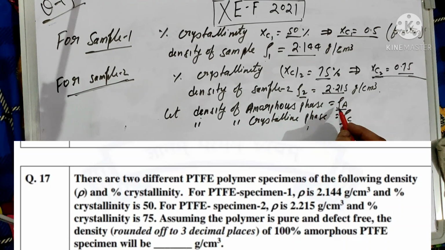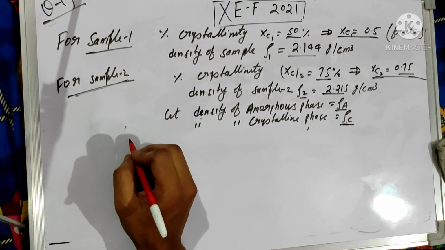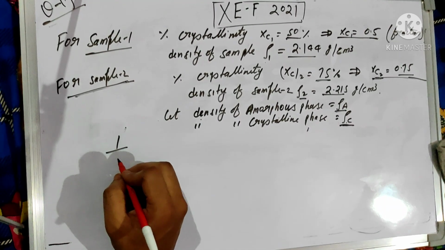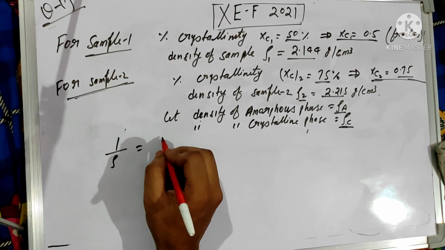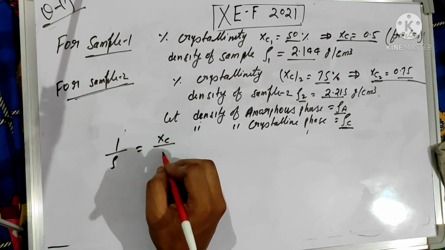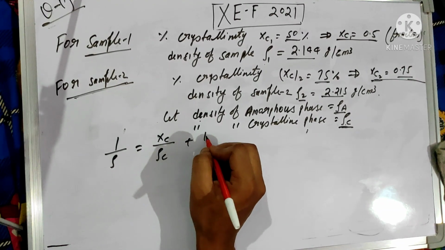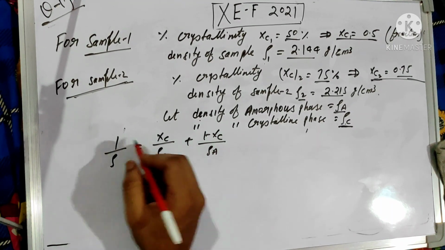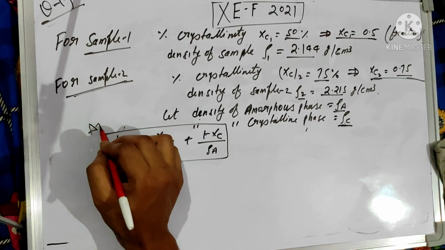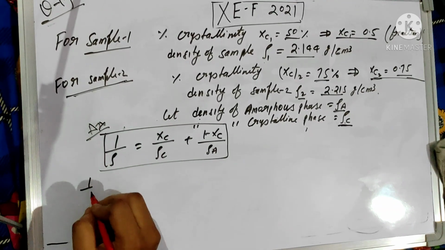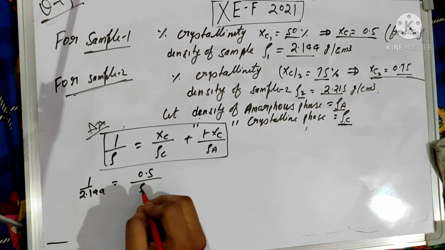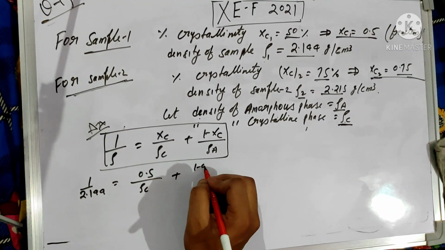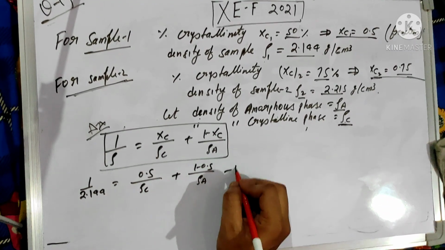Let the density of the amorphous phase be rho A and the density of the 100% crystalline phase be rho C. Now the relationship between density and crystallinity is given by 1 upon rho is equal to the fractional degree of crystallinity Xc divided by the density of the crystalline phase, plus 1 minus Xc divided by the density of the amorphous phase. Remember this formula. So for sample 1, 1 upon 2.144 is equal to 0.5 divided by rho C plus 1 minus 0.5 divided by rho A, equation 1.